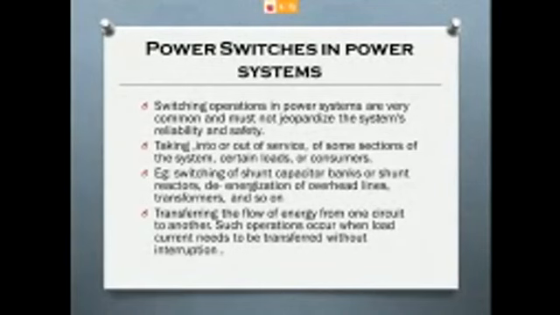So it must not jeopardize the system's reliability and safety. Yeah, that's the main thing used in the safety. It's basically taking into or out of service some sections of the system, certain loads or consumers. So we know why a switch is being used. It's used to give the current in or out of the system. So the examples are switching of shunt capacitor banks or shunt reactors, de-energizing of overhead lines, transformers, and so on.